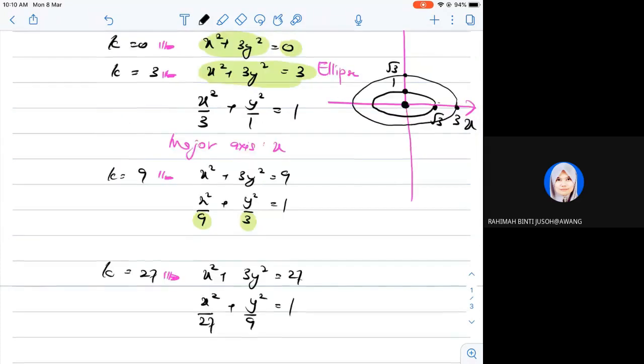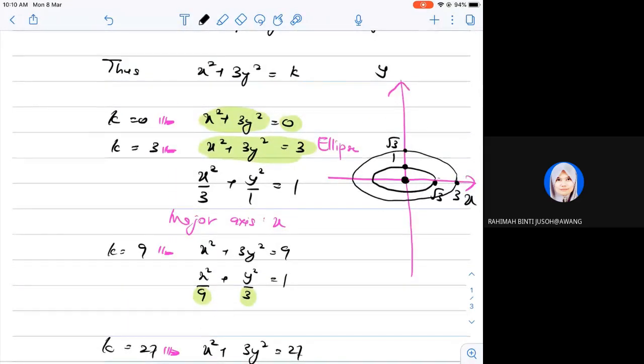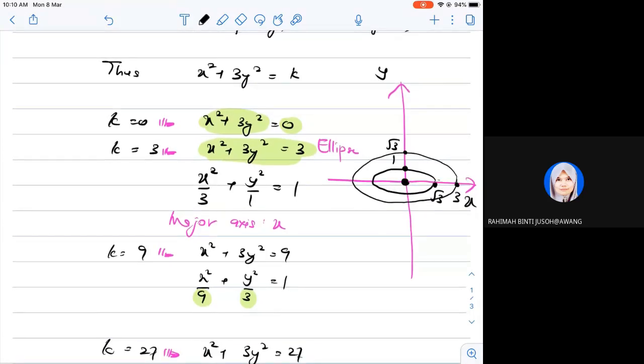So we will get again an ellipse, but a bigger ellipse. It won't fit here, so let me change the position first.